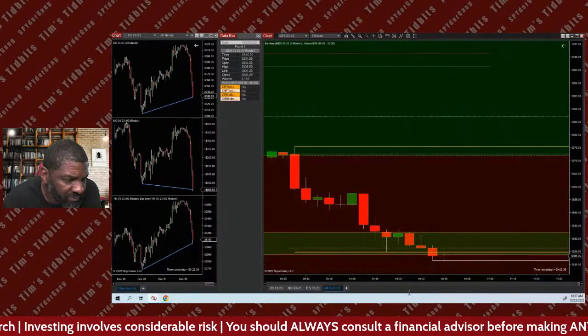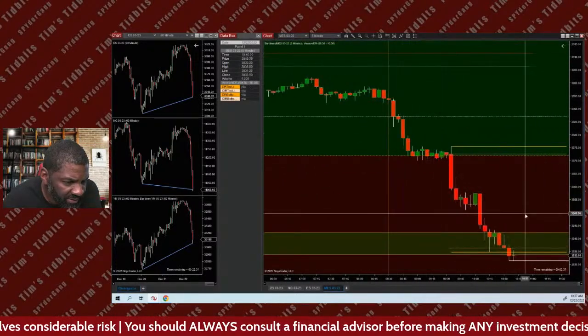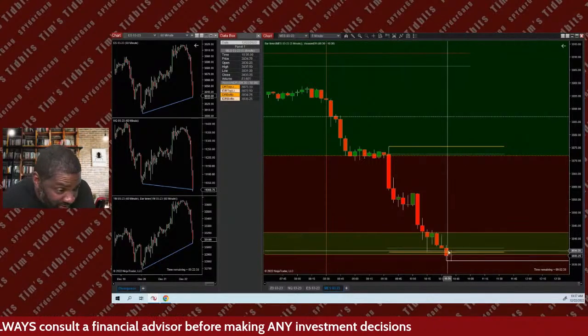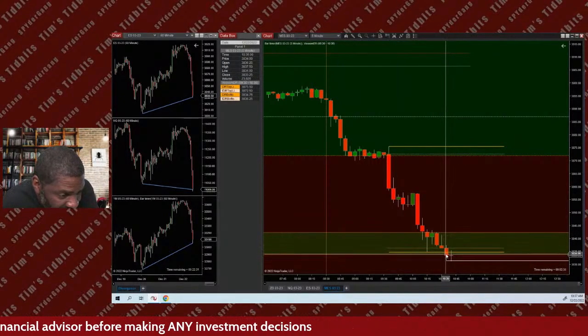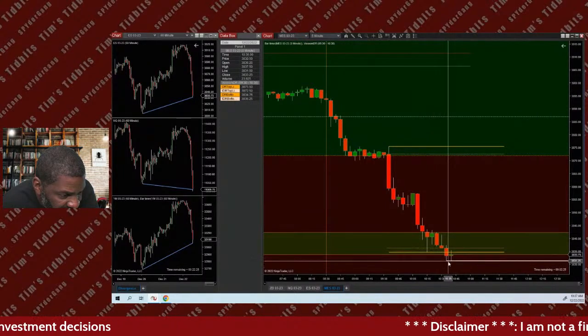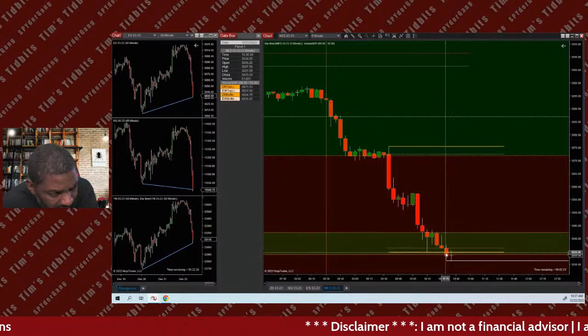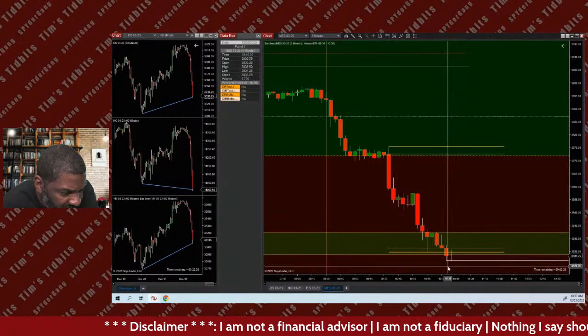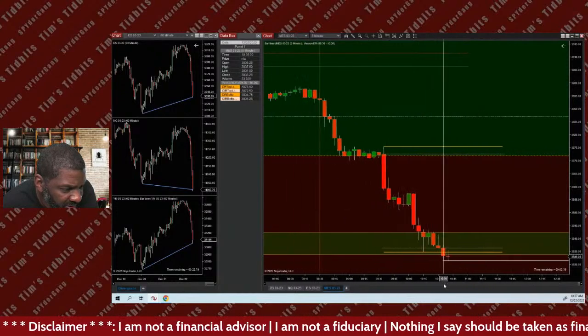All right, so we got a confirmation to the downside, but it's just hanging out around the low right now. Got a DR confirmation to the downside, but we're not really breaking down or taking off to the upside. See how it continues to play out.